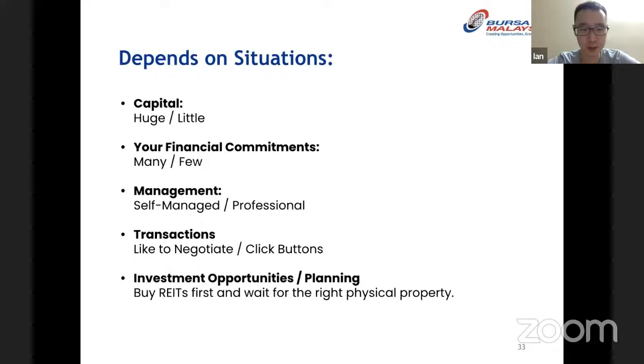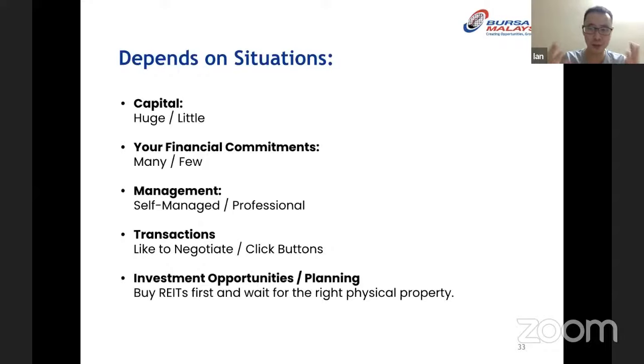And last but not least, when it comes to deciding between the two, it depends on your investment planning. So for me, sometimes you can actually buy a REIT first, because with physical properties, it's not like today I want to buy a property, tomorrow I can buy already. It doesn't work that way. Sometimes these physical properties you need to go and find. You need to go for countless property viewings in order to get the right property. So this whole process will take you weeks, months, or even one or two years before you actually land yourself a good property. So the whole process may not be immediate.